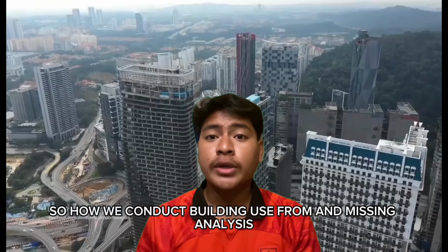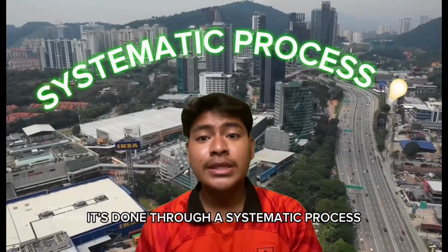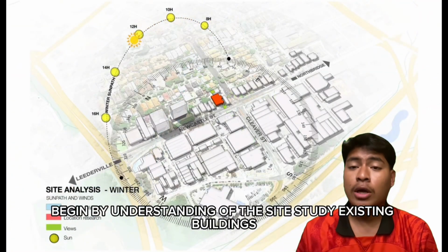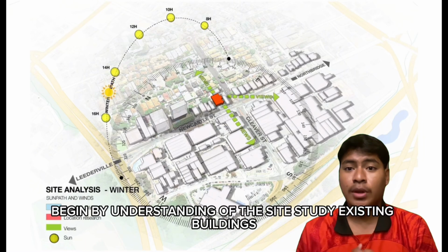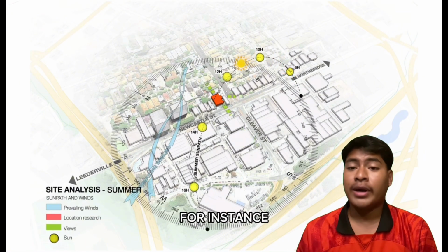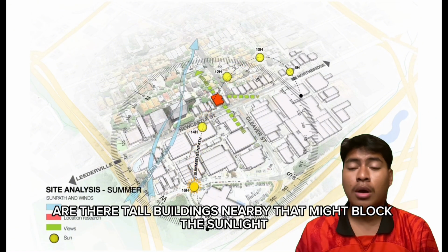So, how we conduct building use, form, and massing analysis is done through a systematic process. First, site analysis. Begin by understanding the site. Study existing buildings, open spaces, topography, and climate. For instance, are there tall buildings nearby that might block sunlight?